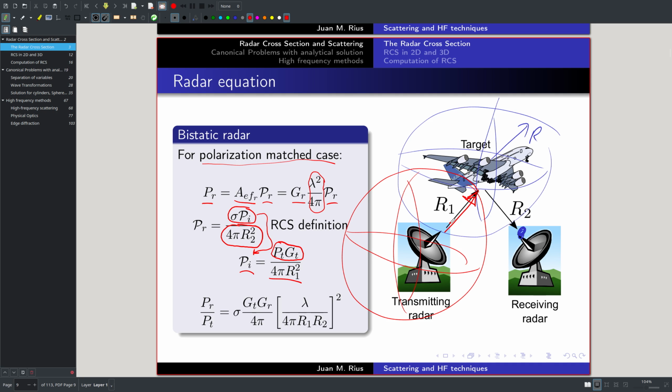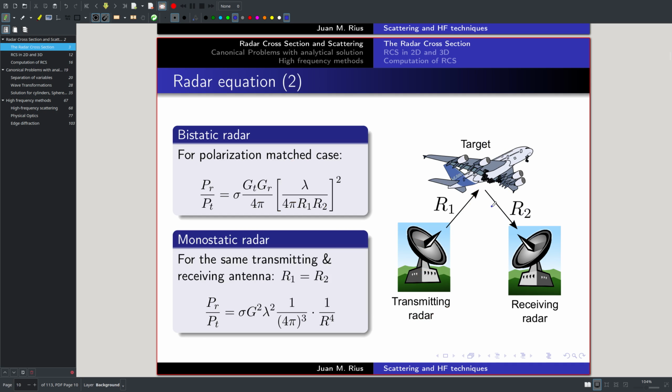Okay, so we replace the incident power density here, and we rapidly get that the total received power over the total transmitted power is equal to the radar cross-section times the product of the gain or directivity in case of no losses of the transmitting antenna times the gain or directivity of the receiving antenna over 4 pi times the square of lambda over 4 pi r1 r2, where r1 is the distance from the transmitting radar to the target and r2 is the distance from the target to the receiving radar.